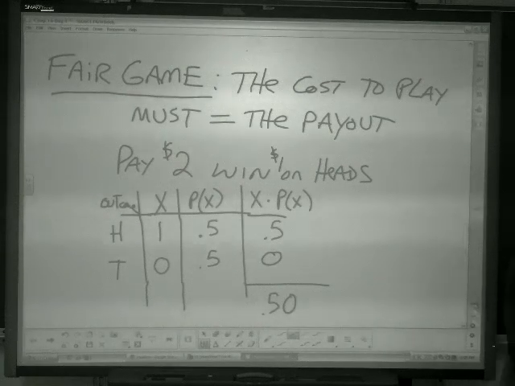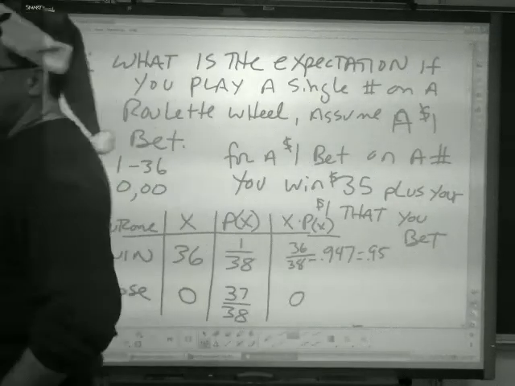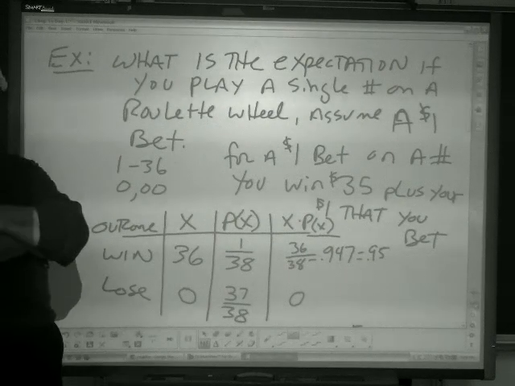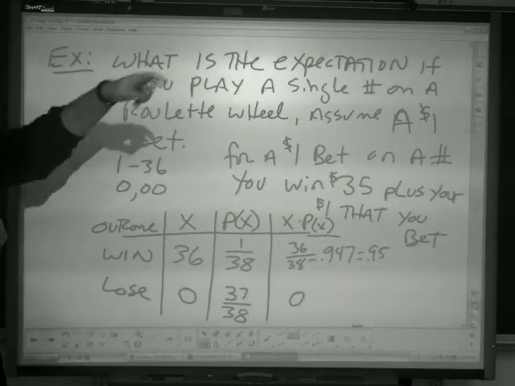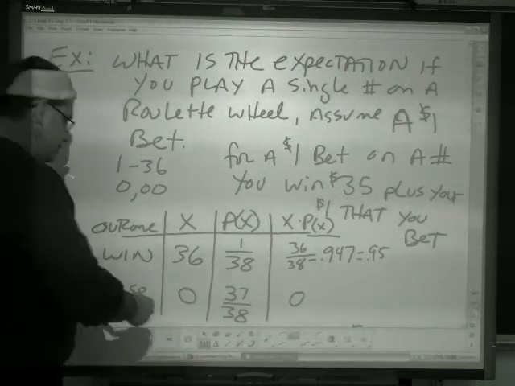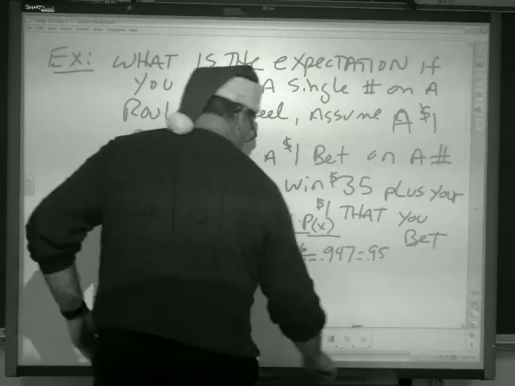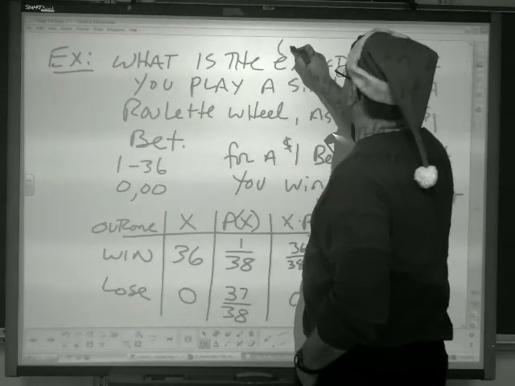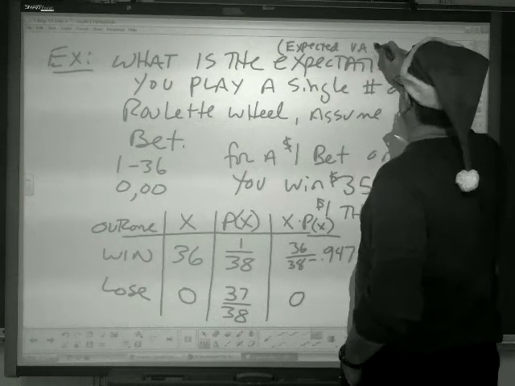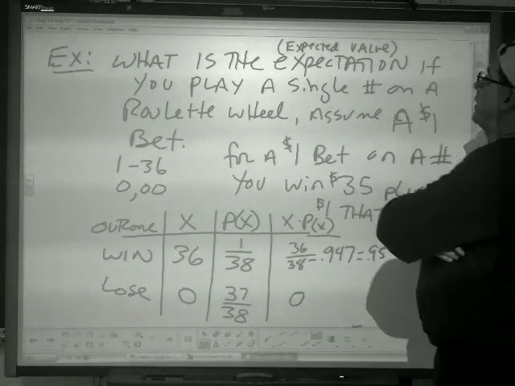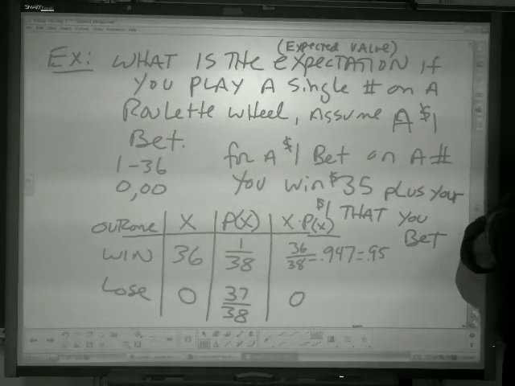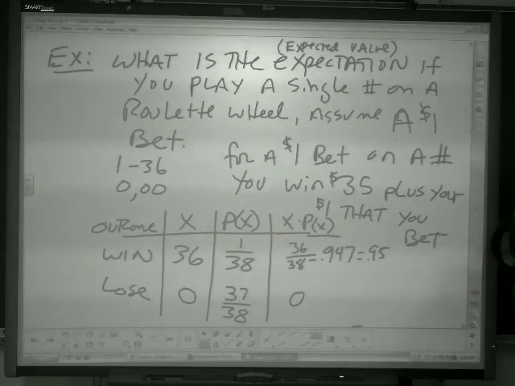We talked about a game in class called roulette. That's in the casinos. And so what I want to do is look at what is the expectation. That's another word for expected value. It means the same thing. What is the expectation if you play a single number on a roulette wheel?